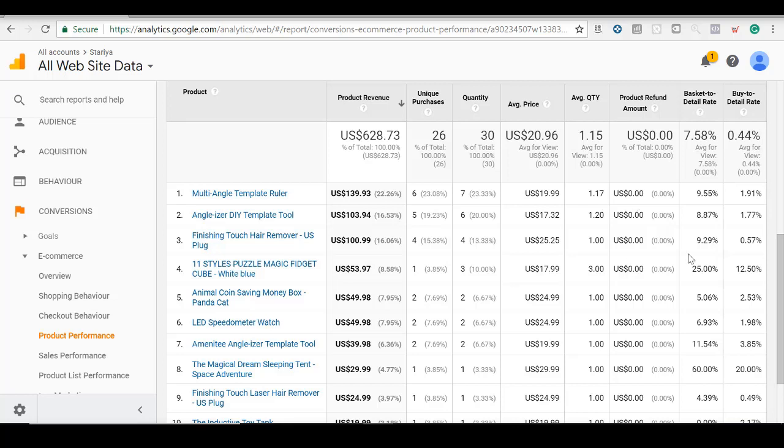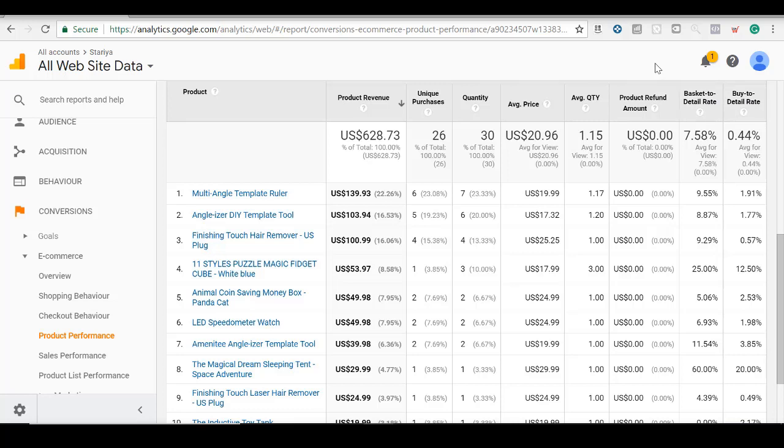And the main two columns I wanted to really point out are basket to detail rate and buy to detail rate. Basket to detail rate is the percentage of people that add a product into the shopping basket from going into the product page, and the buy to detail rate is the percentage of people that actually purchase a product from going into the product page. So you can prioritize the purchase to detail rate or basket depending on what you regard highly.